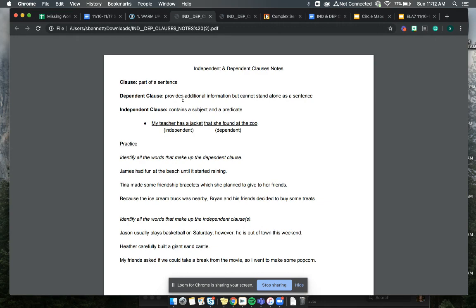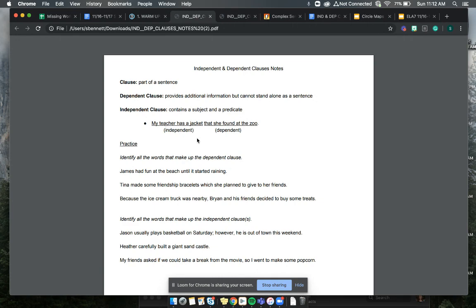A dependent clause provides additional information, but it cannot stand alone as a sentence. It will start with a subordinating conjunction. And if we got rid of the rest of the sentence and just left the dependent clause, it would not be a complete sentence. An independent clause is a complete sentence. It can stand alone. We could get rid of everything in a sentence except for the independent clause, and it would still be a complete sentence. It would still have a subject and a predicate.